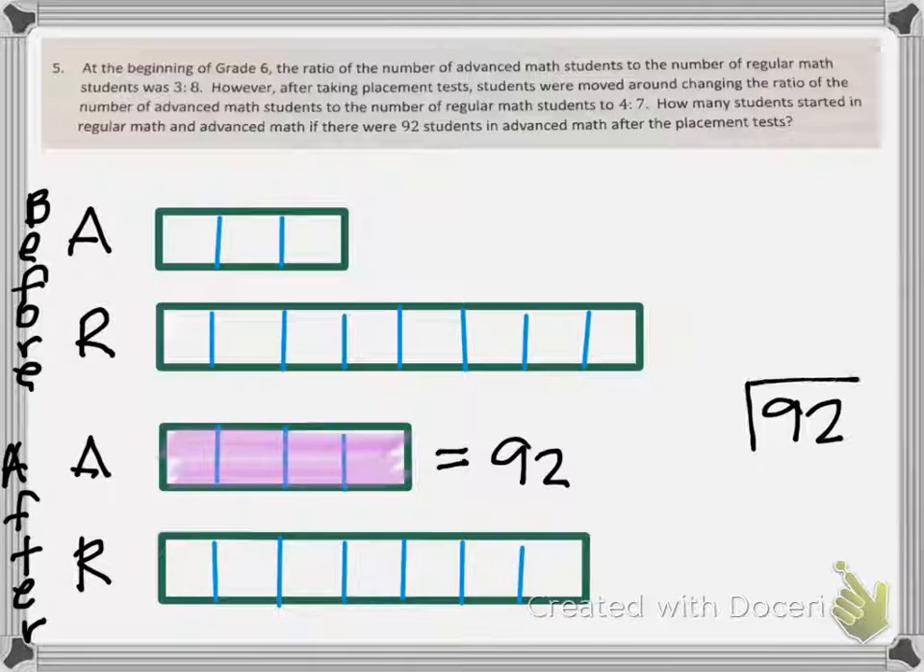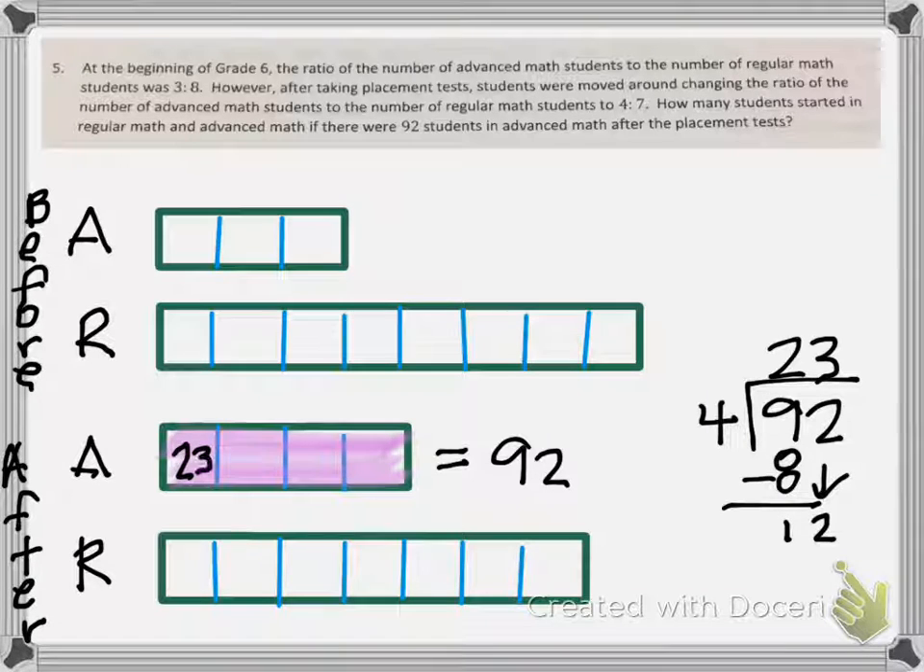92 divided by 4. 4 goes into 9 2 times. 2 times 4 is 8. Subtract, I get a 1. Bring down this 2. And 4 goes into 12 3 times. And so I know that my constant is 23. That means every box on this tape diagram is a 23. I could write them all in here. I'm going to let you imagine I did because I don't feel like writing them all in. But every box is worth 23.